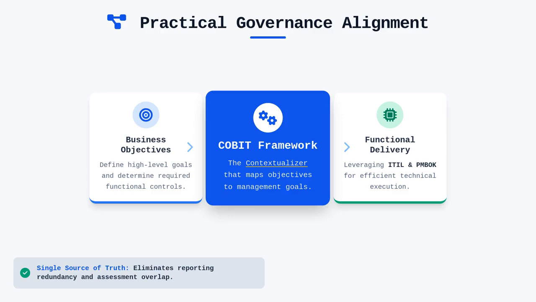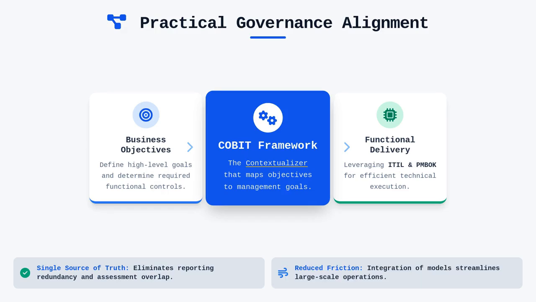This mapping process eliminates the redundancy of reporting and assessment because you are essentially creating a single source of truth for the entire governance system. It requires a deep understanding of what each external framework contributes and how it supports the overarching governance structure. By focusing on the integration of these models, you significantly reduce the operational friction that plagues many large organizations today.